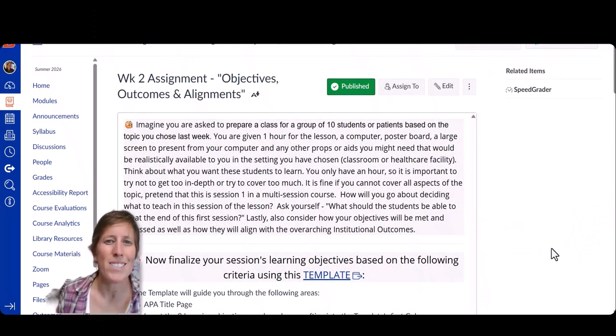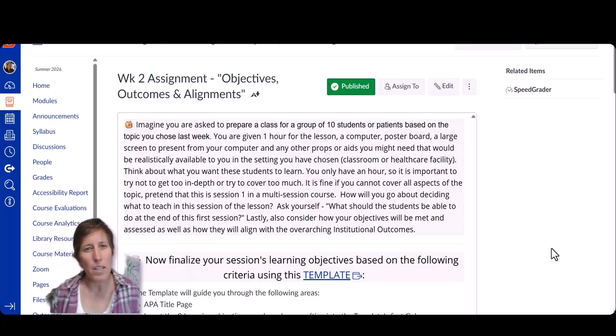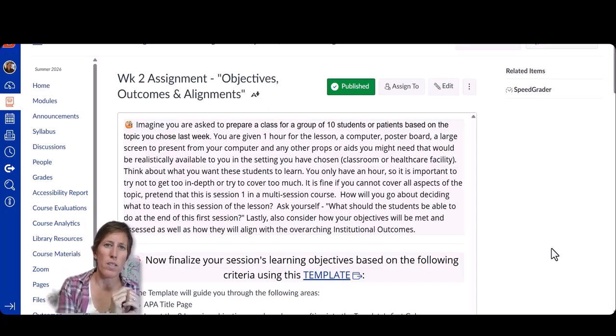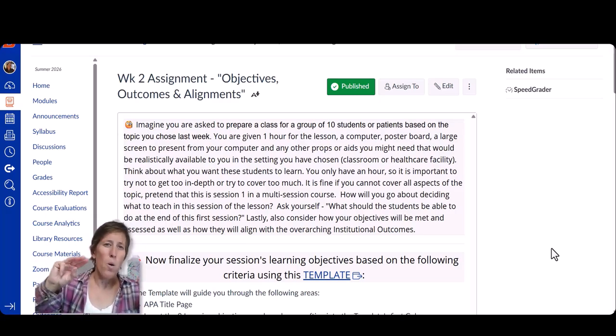The week 2 assignment: objectives, outcomes, and alignments. In this assignment, you will imagine that you are asked to prepare a class for a group of 10 students or patients based on the topic that you chose last week. You're given 1 hour and whatever resources you need to teach this topic. 1 hour is so much shorter than you would expect, so you cannot cover all aspects of your topic. You are going to pick 3 objectives for this course.